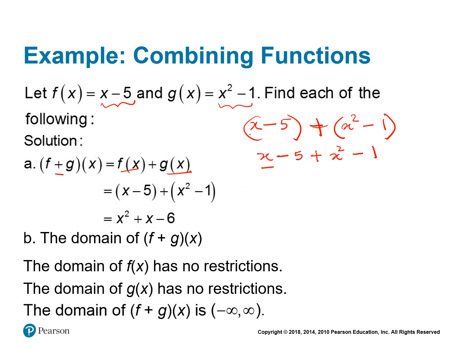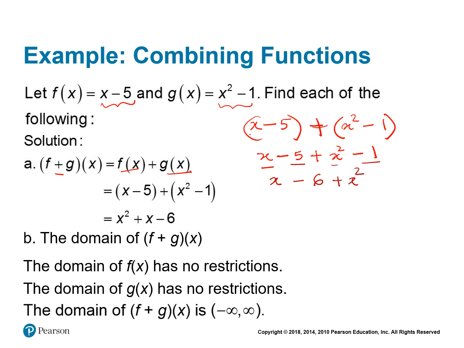So x cannot be combined with anything. So I'm just going to write it as x, all right? And then we have minus 5 and minus 1. Minus 5 and minus 1 can be combined. Minus 5 minus 1 is minus 6. And x squared is by itself. We cannot combine it with anything.